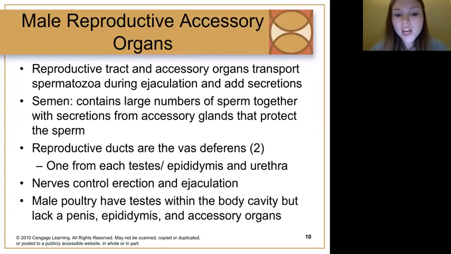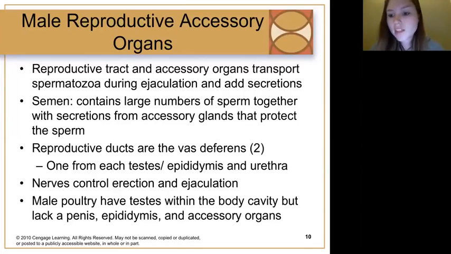The reproductive ducts, which I've mentioned, are the vas deferens. You have two of those ducts, one from each testis or testicle, and that connects them to the epididymis and the urethra. Then you have nerves that control erection and ejaculation. That's how that's managed. We talked a little bit about the nervous system before, so signals go through the body and then control that.